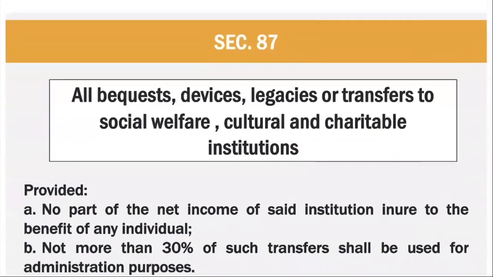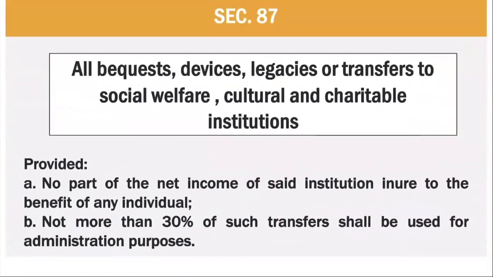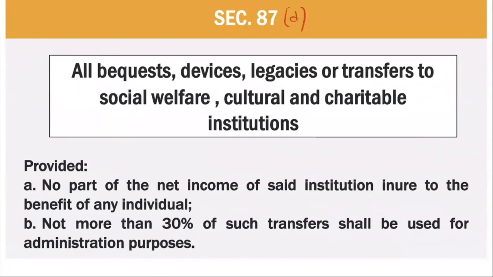And lastly, section 87D on your section 87. Okay. So section 87D, all bequests, devices, legacies, or transfers to social welfare, cultural, and charitable institution, provided that no part of net income of said institution inure to the benefit of any individual, no part. And next, not more than 30% of such transfers shall be used for administration purposes. It must be for operational purposes and not for administration purposes.